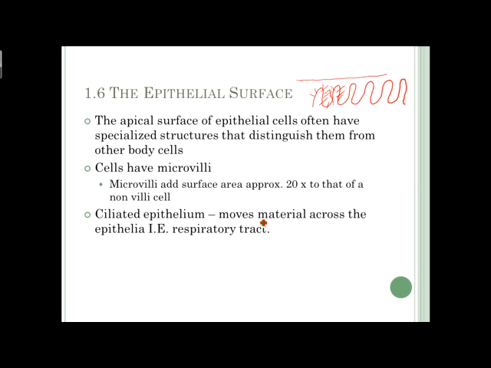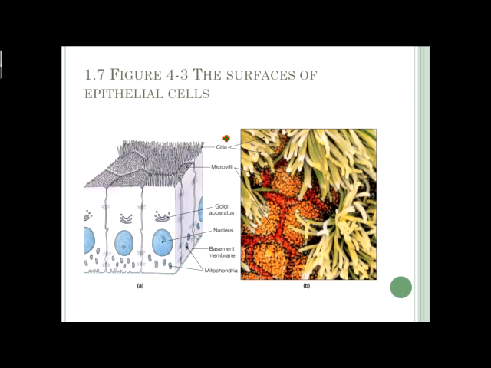Ciliated epithelium moves material across the epithelia. These are ciliated, and they have little hair-like or finger-like projections. An example of this is going to be in the respiratory tract. And here they are. Microvilli are these little tiny ones, and the ciliated ones are a little bit larger. Take a look there. If you can see them here, this is a blown up picture. This is the microvilli, and then these are the cilia.